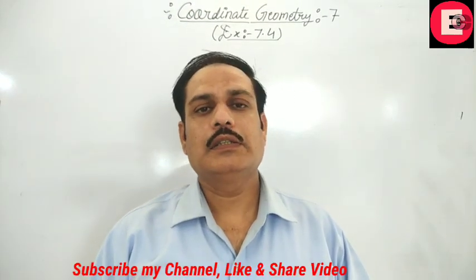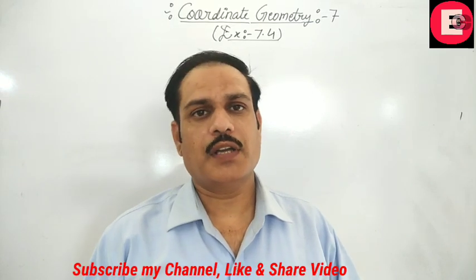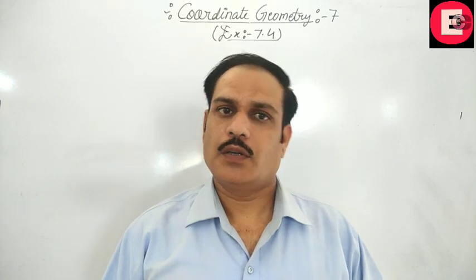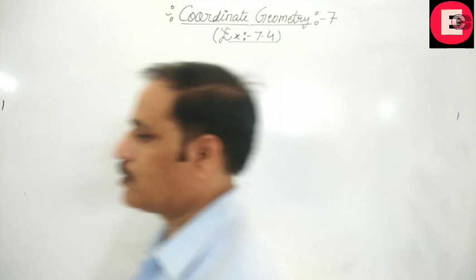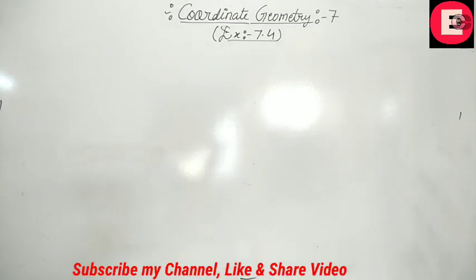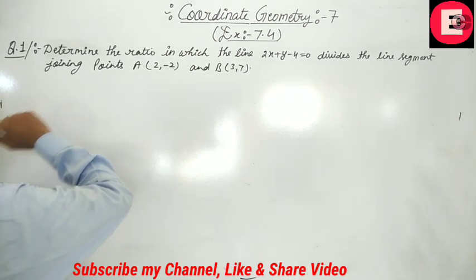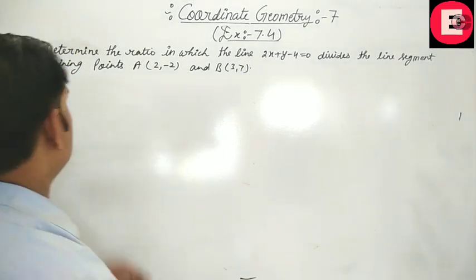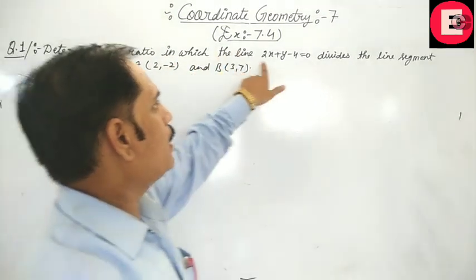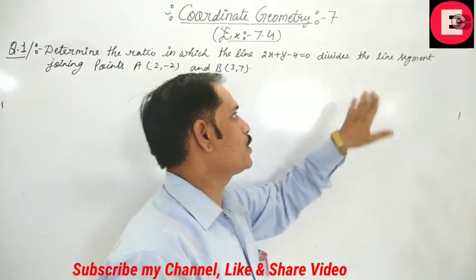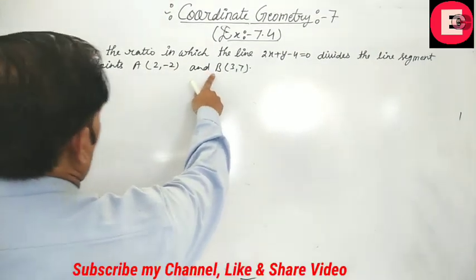Today we will start exercise 7.4 of chapter 7, coordinate geometry. Okay, so let us go for the first question of the exercise. Now, here is question 1. In the question, determine the ratio in which the line 2x + y - 4 = 0 divides the line segment joining points A and B.